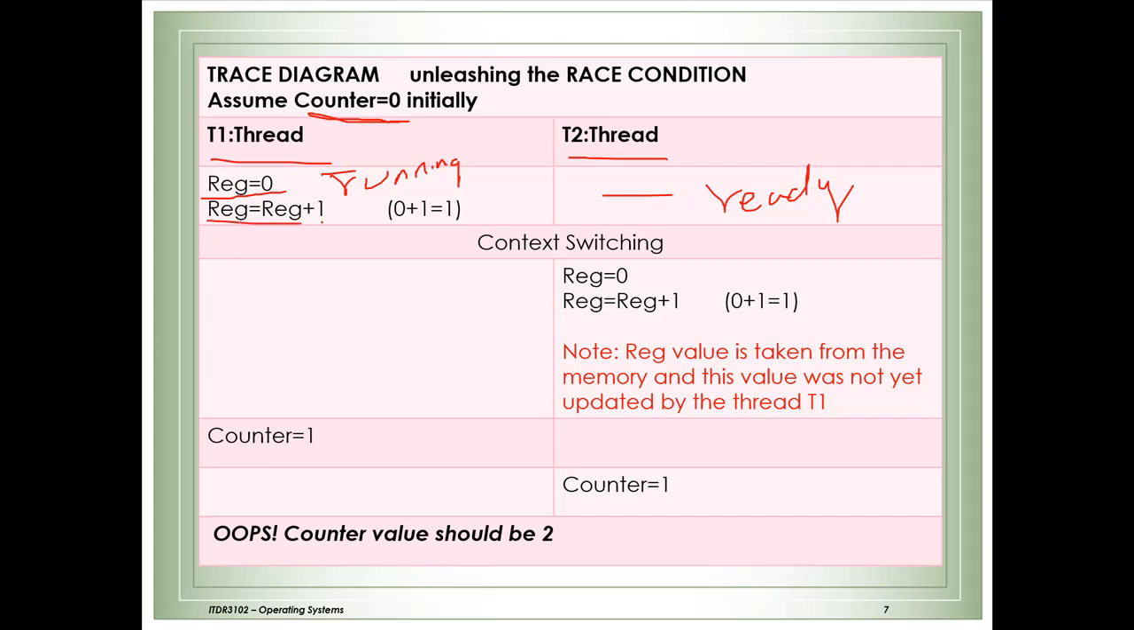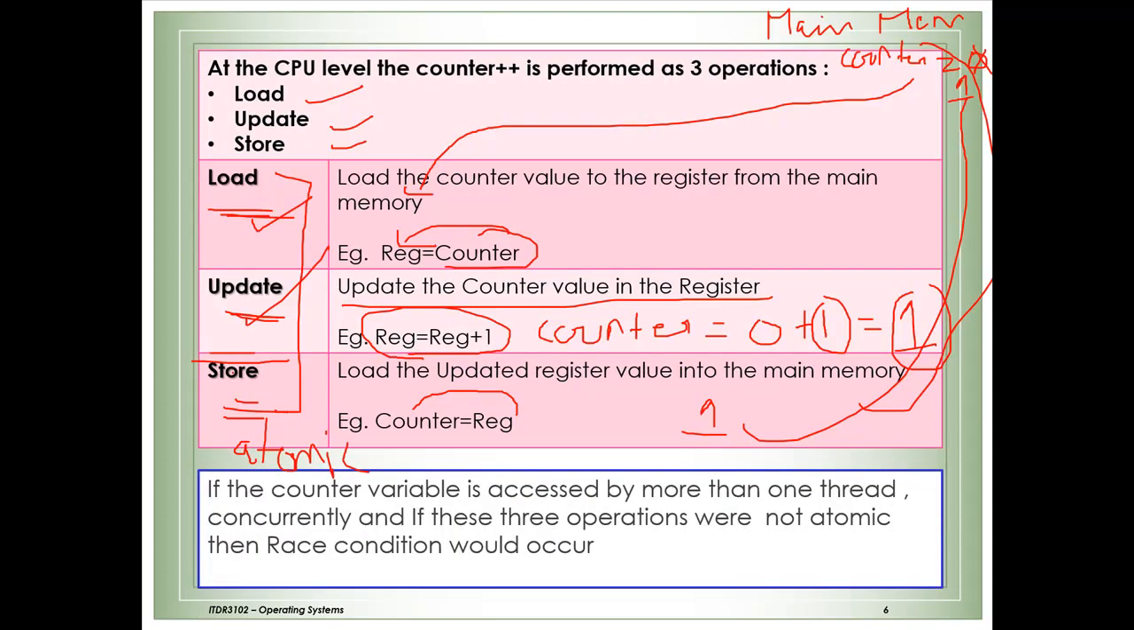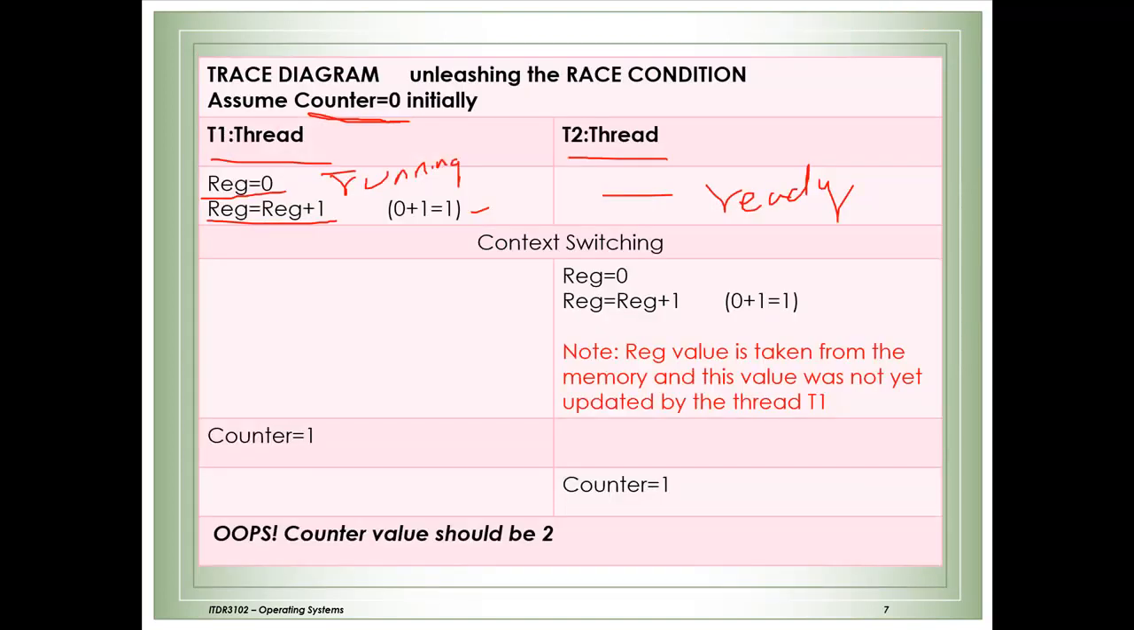Then at the register level, the update takes place. Register is equal to register value plus 1. So 0 plus 1 is 1. The load finished, the update finished. One more operation is still pending, that is the store operation. But before that operation is executed for thread 1, context switching takes place.